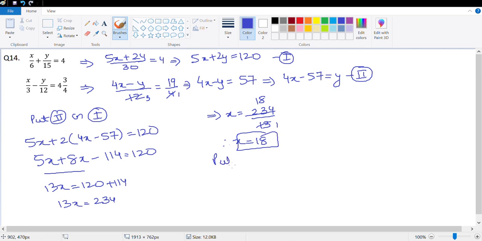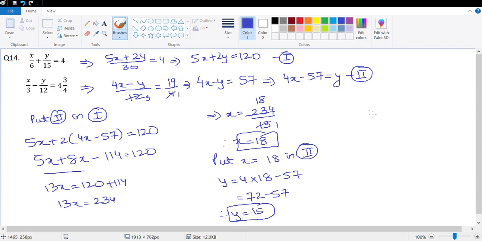Now put x is equal to 18 in equation 2, and we get y is equal to 4 into 18 minus 57. 4 into 18, 72, minus 57. Therefore, y is equal to 15. So our final solution, (x, y) is equal to (18, 15).